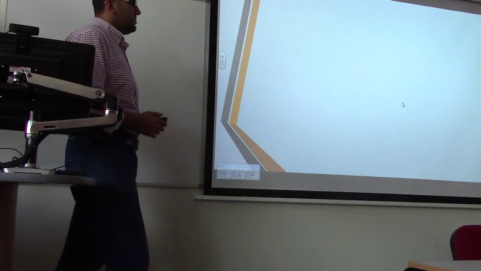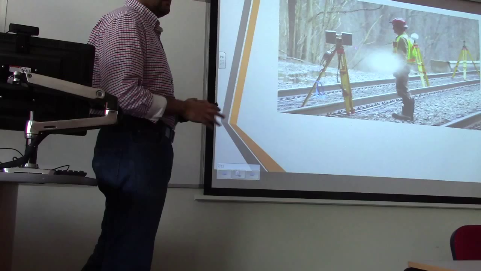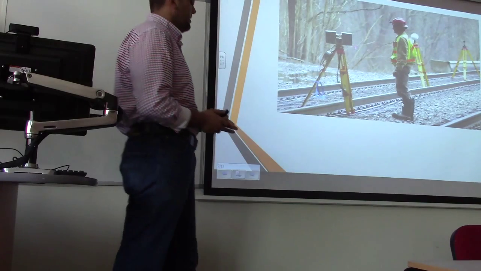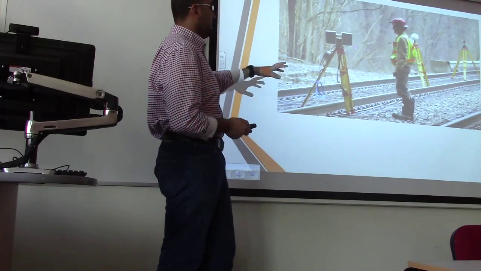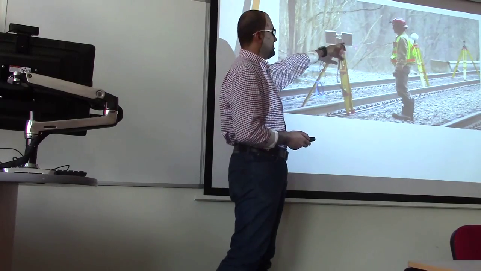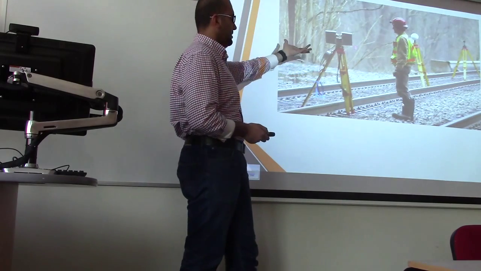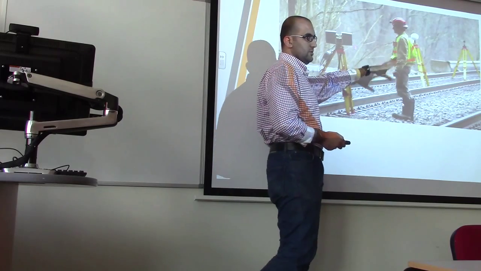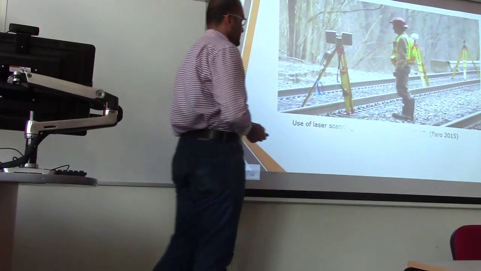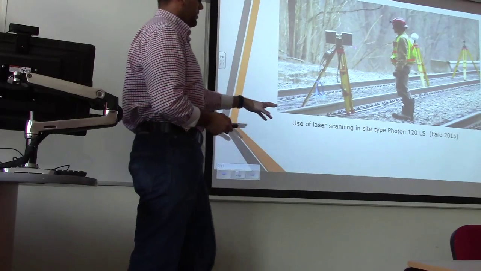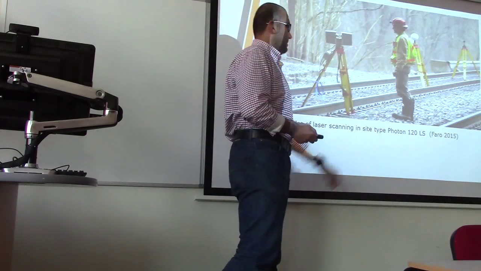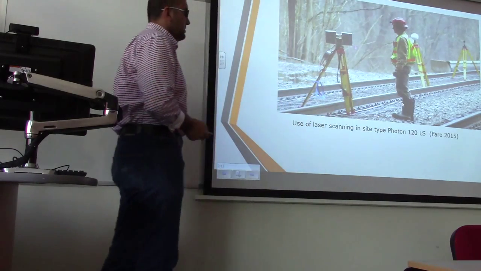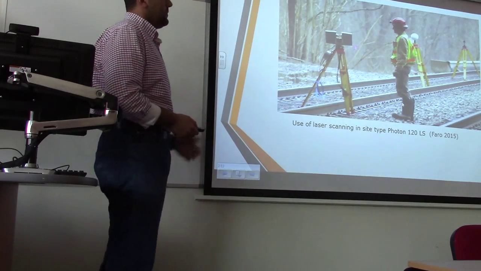First of all, I need to show you an image that illustrates the shape and form of a laser scanning device. This is the device, and this is the tripod that holds the device. And this person could be a surveyor who uses this device. They call this type Photon 120 LS. They use it in the field.